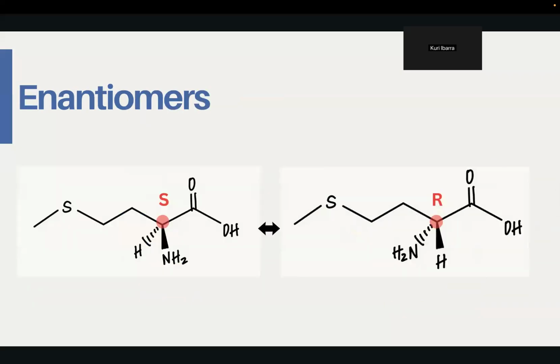Additionally, methionine has two stereoisomers, an S enantiomer and an R enantiomer. The enantiomer of the original molecule places the amine group towards the back and the hydrogen on the wedge towards the front. This causes the S configuration to adopt an R configuration, resulting in an enantiomer.